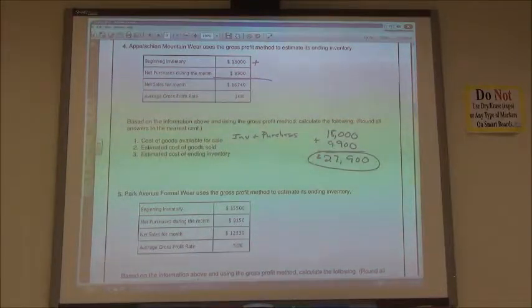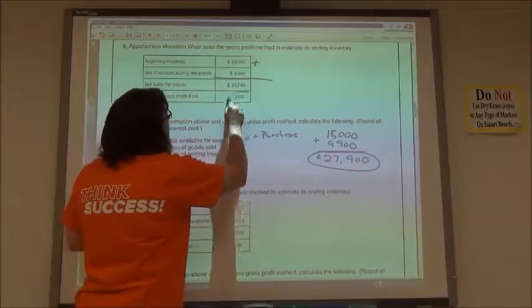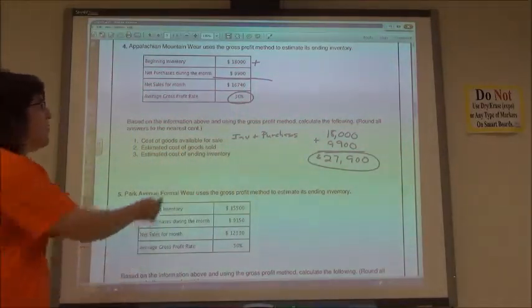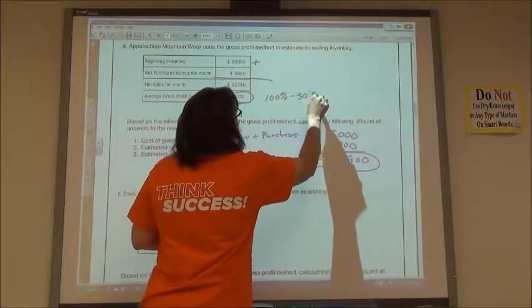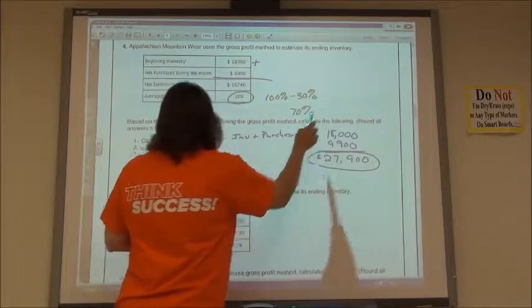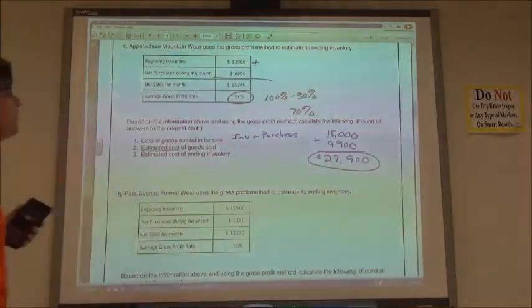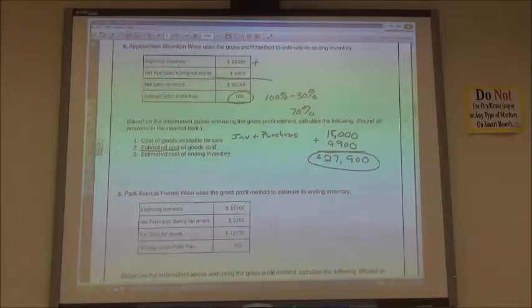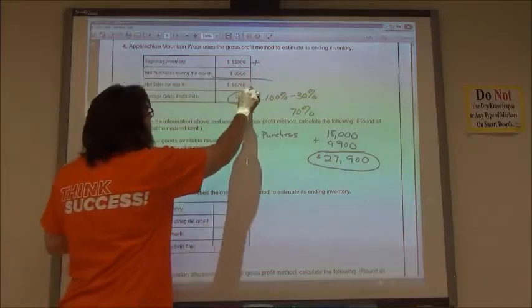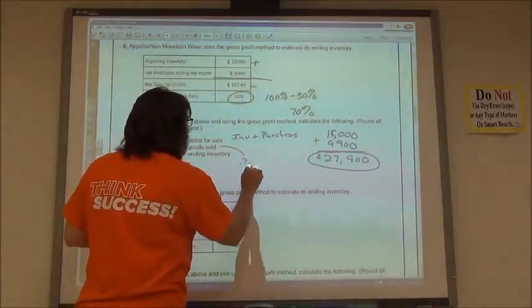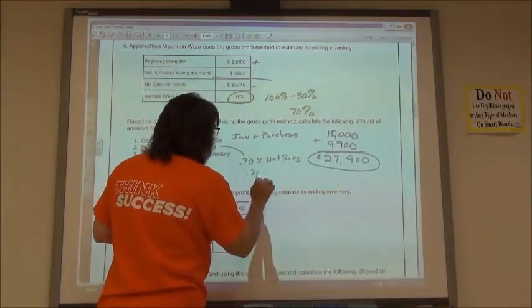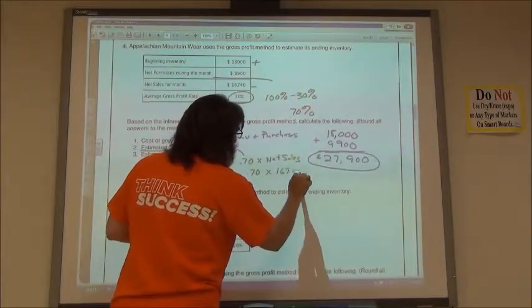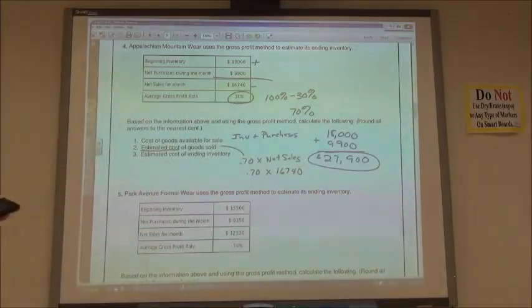Then we're going to do the estimated cost of goods sold. And so what we need to do, first of all, if this is our gross profit rate, we're going to use the complement of that to figure out what the goods sold are. So we have to take 100% and subtract 30%. So 70% is what we're going to use for the estimated cost of goods sold. We're going to take that 70% times the net sales. So we're going to take 0.70 times the net sales, 16,740.